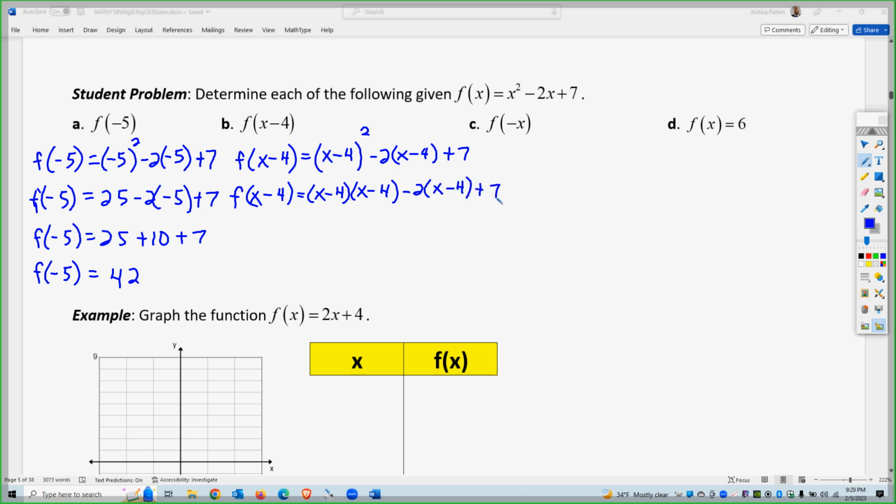Okay, so after we do exponents, we're going to multiply. So if we multiply, we get x squared minus 4x plus 16, right? So x squared minus 4x plus 16 minus 2x plus 8, right? Minus 2x plus 8 and then plus 7.